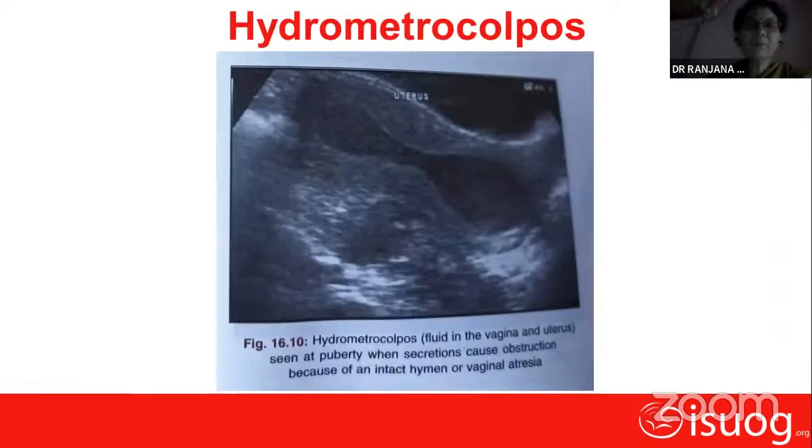Now another important figure is hydrometrocolpos. This occurs when there is an imperforate hymen, or in a case of vaginal atresia. Due to the trapped menstrual fluid, the patient will have cyclical pain in the abdomen and amenorrhea. So we can find out by ultrasound that there is blood or an anechoic area within the endometrial cavity, endocervical cavity, and vagina.